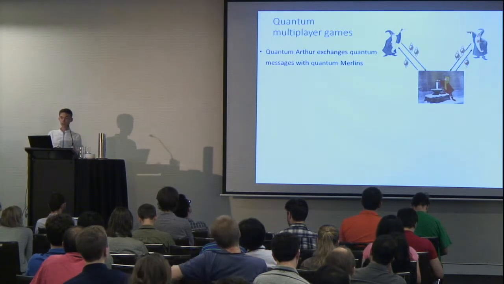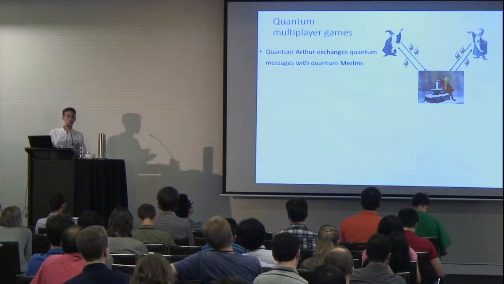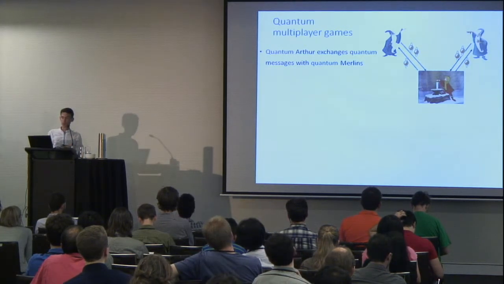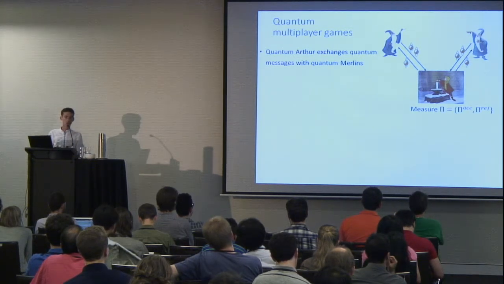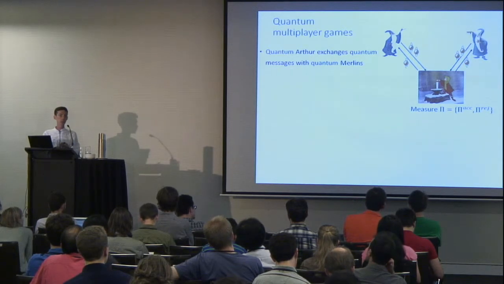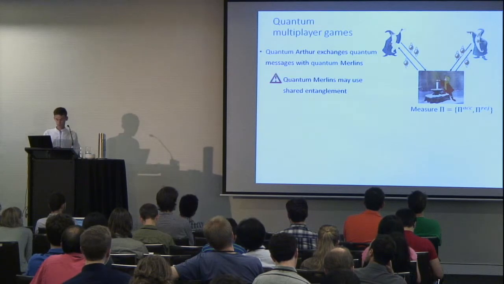Then the Merlins get their states, they do some quantum operation, some unitary, some measurement, whatever they want, and they send some qubits back to Arthur. And then Arthur receives those and he makes a measurement on everything that he's kept so far. And based on the outcome of that measurement, he'll decide to accept the answers from the Merlins or reject.